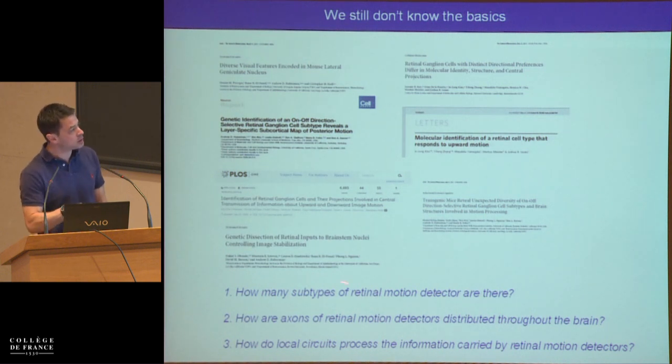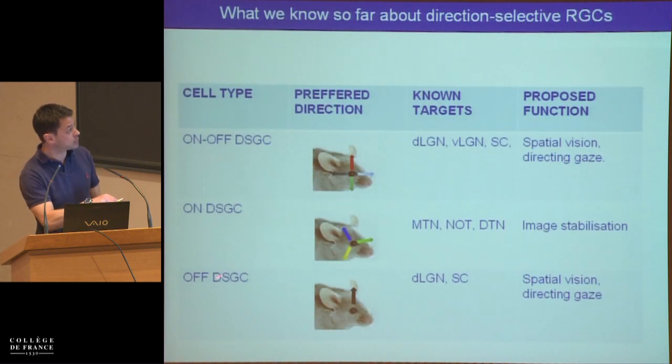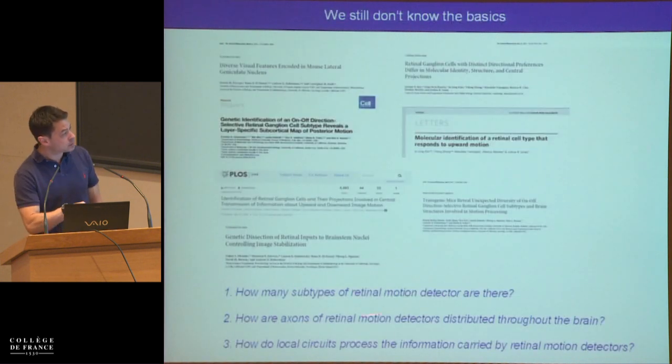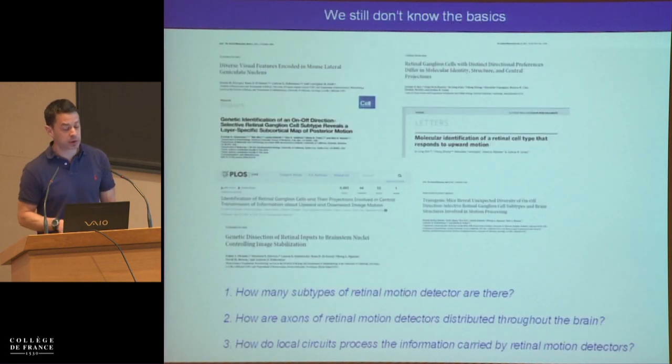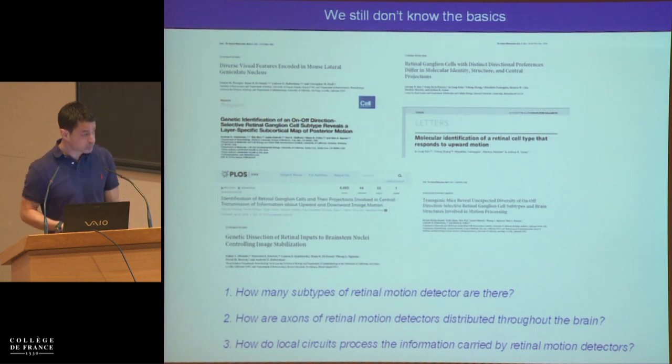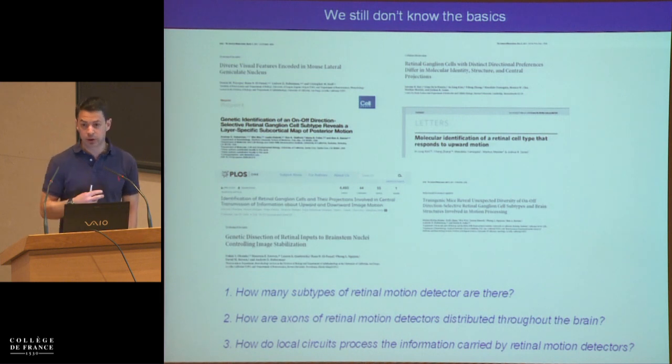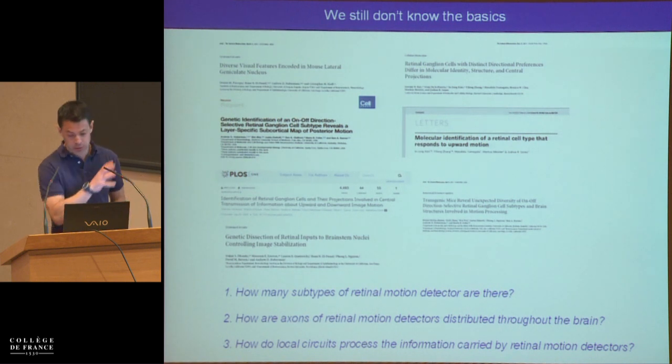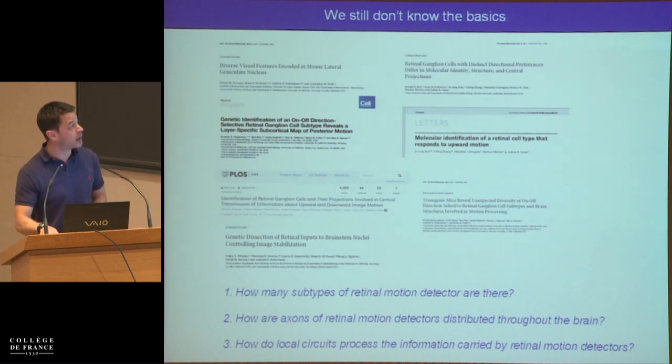So firstly, how many subtypes of retinal motion detector are there? For example, this subtype is relatively recently identified. Secondly, how the axons of these retinal motion detectors are distributed throughout the brain; we're discovering new projection patterns all the time, seemingly. And number 3, this is the thing that I think we know least about. We know very little about how local circuits within the brain actually use the information that's provided to them by these direction selective cells. So this is the kind of thing that my lab is interested in.